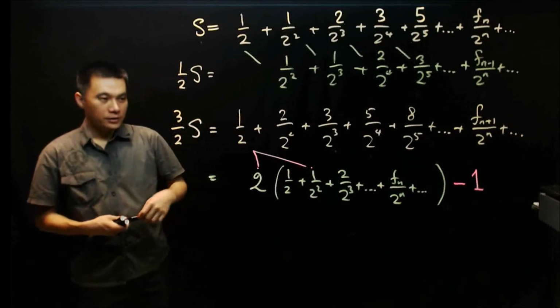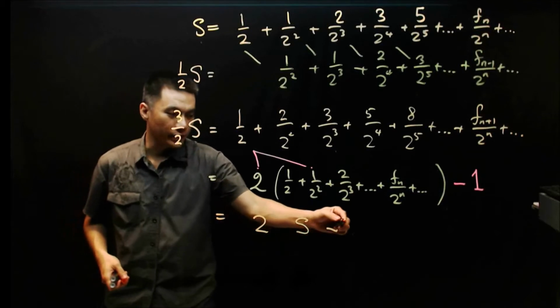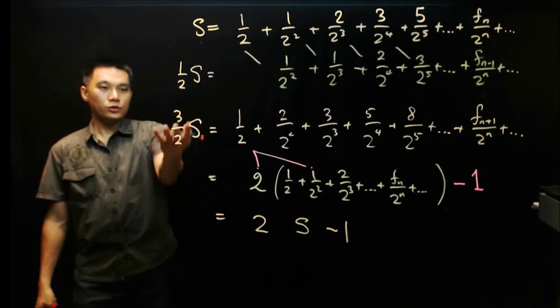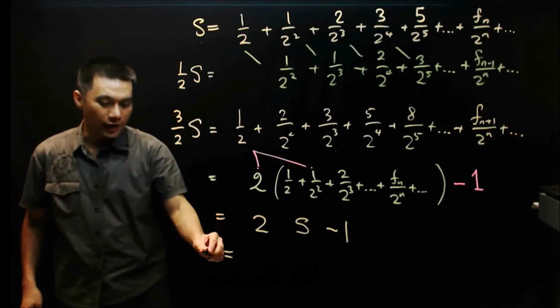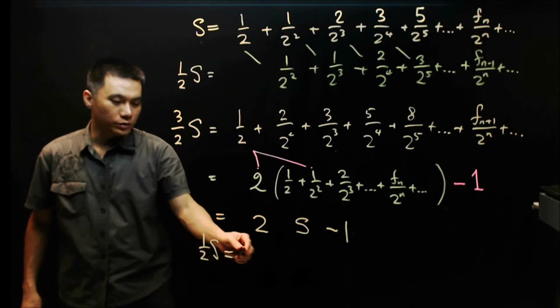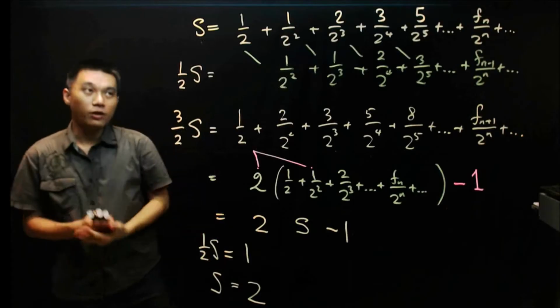So what we have here is, this is also S minus 1. So 3 over 2 S equals to 2S minus 1. It means that half S is equal to 1, and therefore S equals to 2. It seems all right.